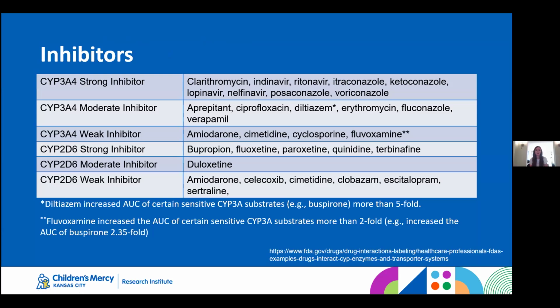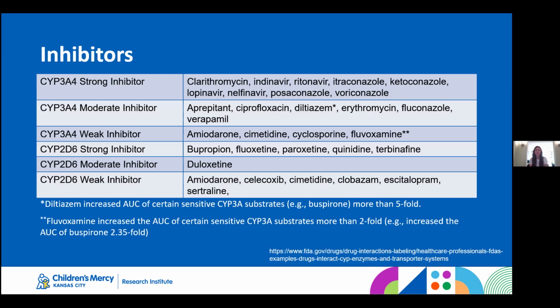This table gives some examples of CYP3A4 and CYP2D6 strong, moderate, and weak inhibitors. You can see for 3A4 strong inhibitors, a lot of these are going to be antifungals. There are some HIV medications in there. And then for CYP2D6 strong inhibitors, I'll point out fluoxetine. That's one that we see pretty commonly prescribed in pediatrics. Quinidine's another one, though certainly not seen as commonly.